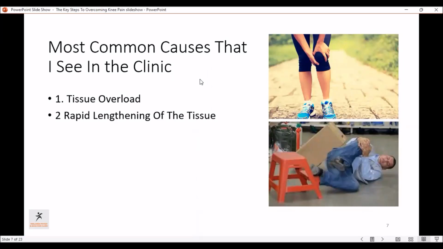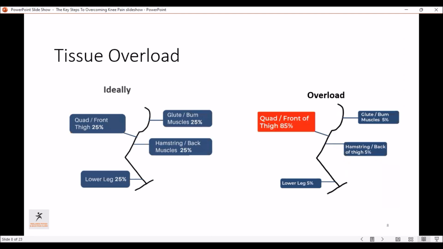Okay, so the most common causes that I see in the clinic, I've simplified into two really. Number one is tissue overload, and number two is where there's a rapid lengthening of the tissue, such as that poor guy that's after falling over the box down there. So tissue overload, what is that?